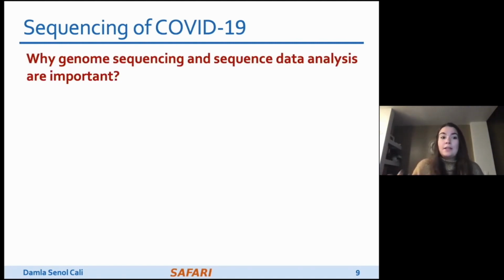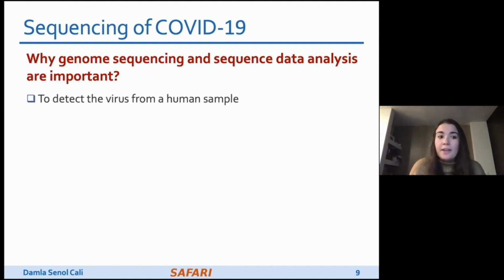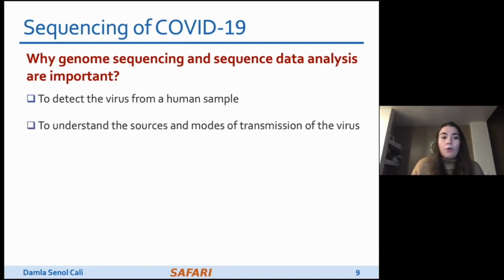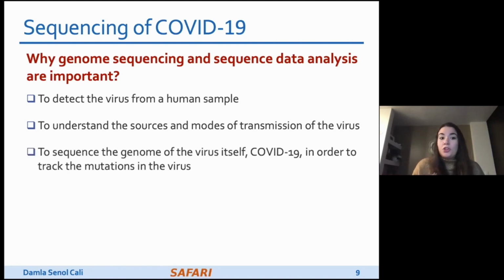After genome sequencing, we obtain data, but we need to analyze it. And after this analysis, what we can find out, or why it's important, is that it is important to detect the virus, for example, from a human sample like saliva. Or it is important to understand the sources and modes of transmission of the virus. Or to sequence the genome of the virus itself, for example here in COVID-19, in order to track the mutations in the virus, which would help to understand also the sources and modes of transmission of the virus.